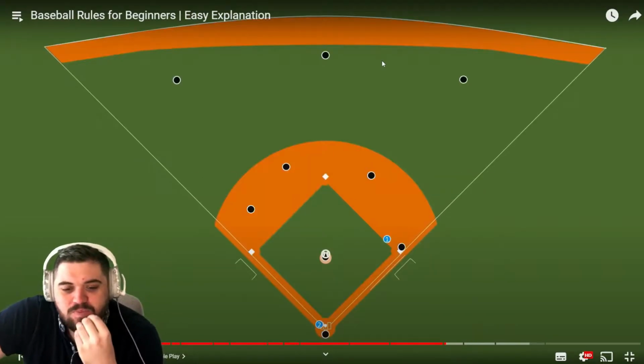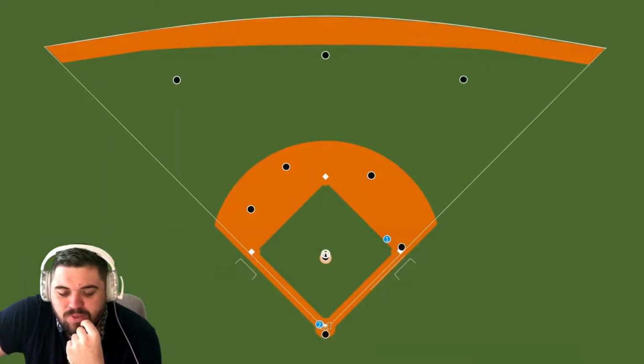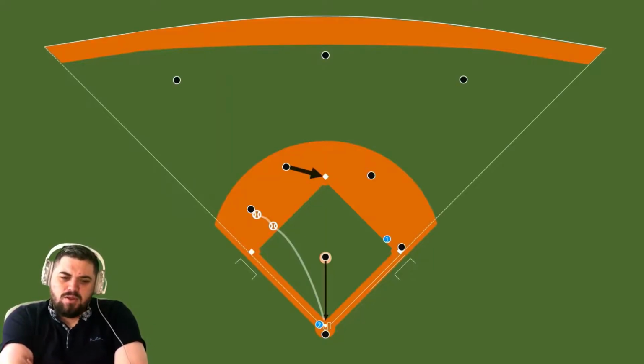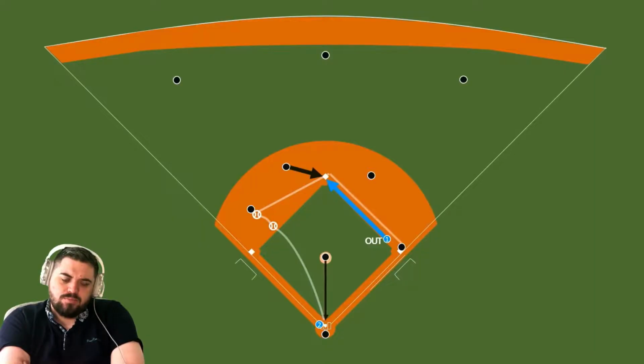But double play. So consider this scenario. There's a player on first base and the second player is batting. The pitcher threw the ball. The ball went to one of the fielders. Now here, if this player can go to base 2 and he can get the ball before player 1 reaches the base, then player 1 is out. And then if he can throw the ball to first base before player 2 reaches, then he's also out. So because you got 2 outs, it's called a double play.